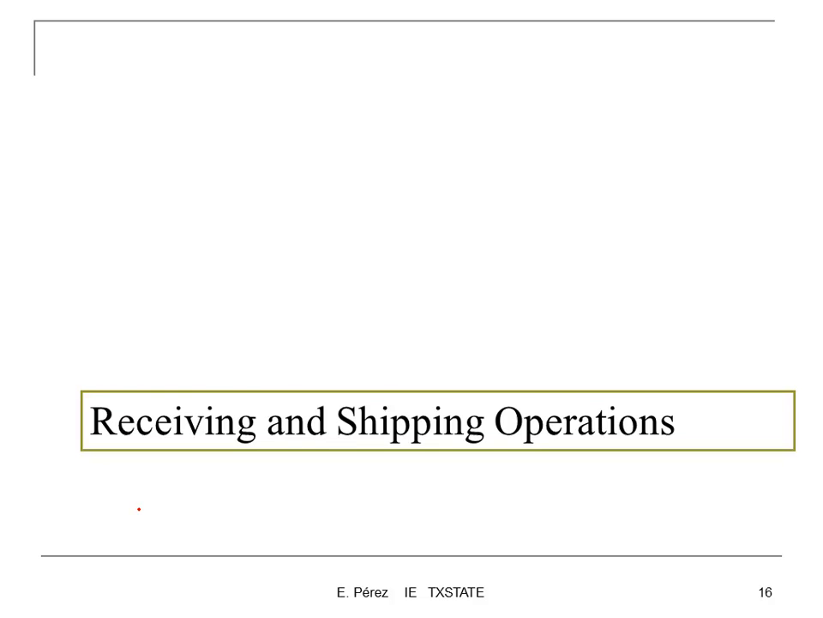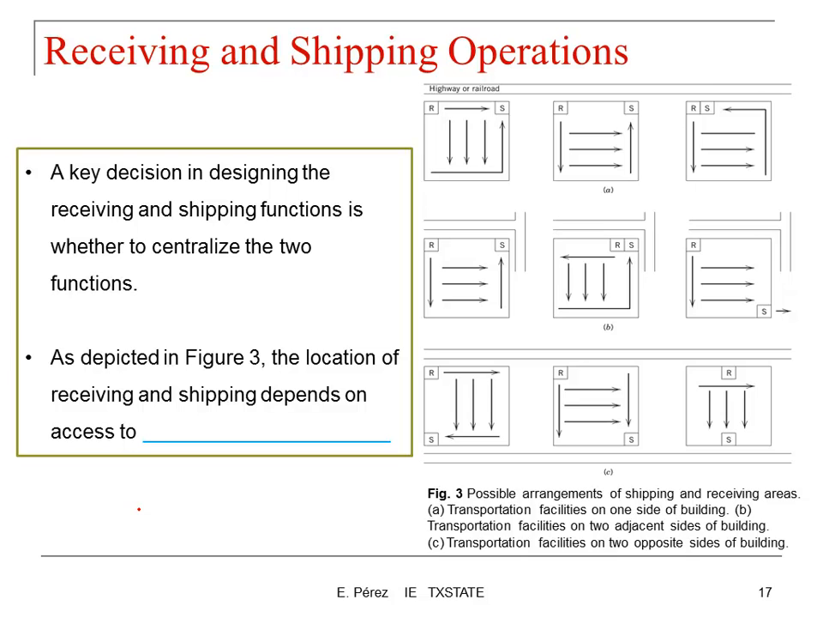In terms of receiving and shipping operations, the key decision in designing the receiving and shipping functions is whether to centralize the two functions. That means you're going to have the same door in your warehouse for shipping and receiving. And then we have several configurations that can be used for the design of your warehouse. I'm going to explain the differences right now.